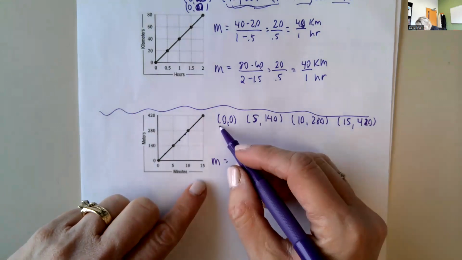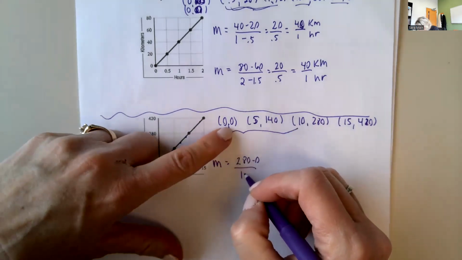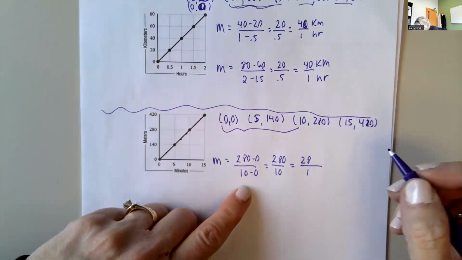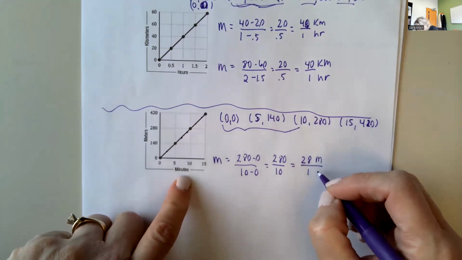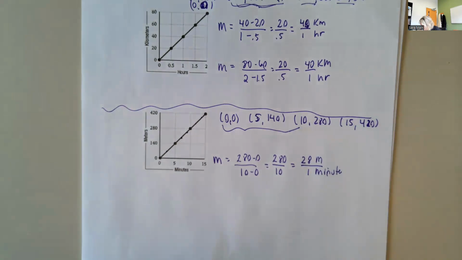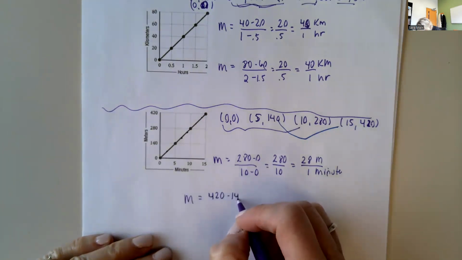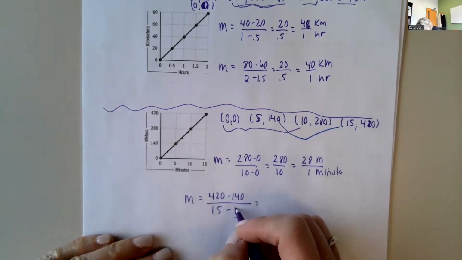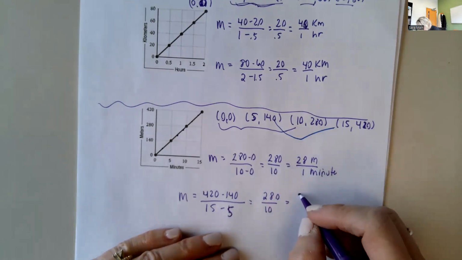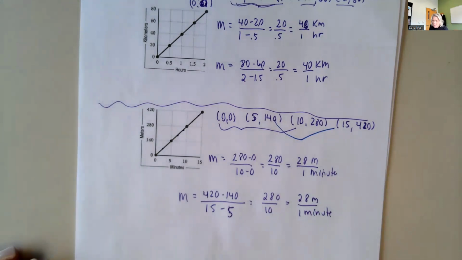So I'm going to pick these two, so 0, 0, and 10 and 280. So I'll have 280 subtracting 0 over 10 subtracting 0 is 280 over 10, or 28 over 1. And that's meters per minute. Then in the next one, I'm going to do these 2 points. So 420 subtracting 140 over 15 subtracting 5. So that becomes 280 over 10, which reduces to the same as the one above, which is 28 meters every minute. So it shouldn't matter what 2 points you pick, you should always come out to be the same slope.